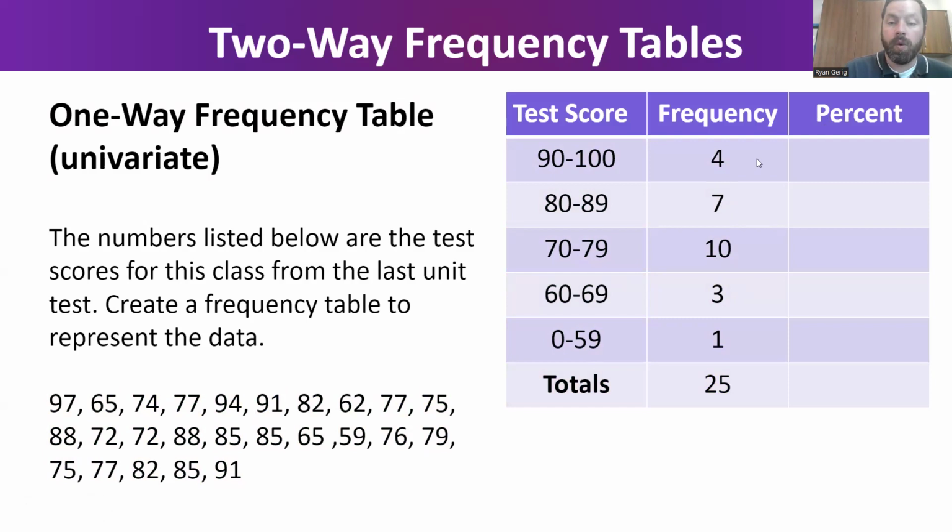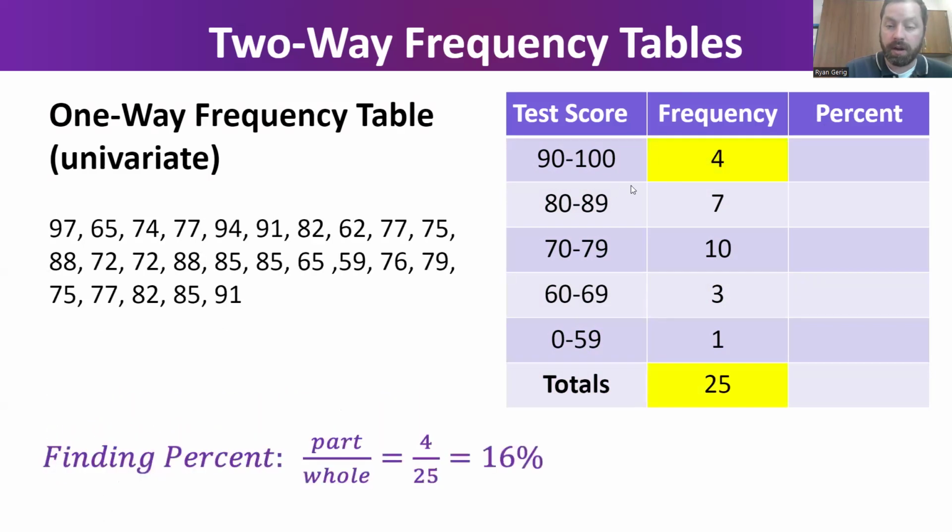So we can look at what percent of students scored an A. Well, 4 got an A out of the 25 that took it. So 4 out of 25 would be 16%. You do 4 divided by 25, you get 0.16, times that by 100, you get 16%. So 16% of people got an A.